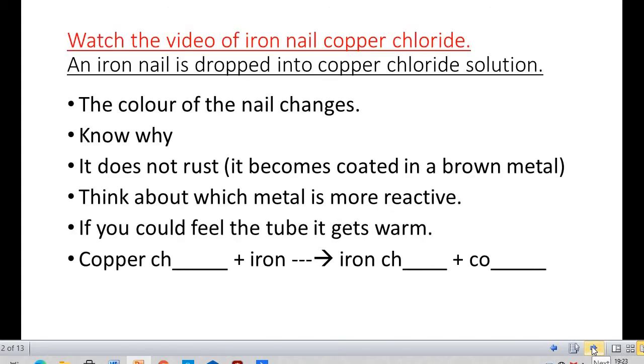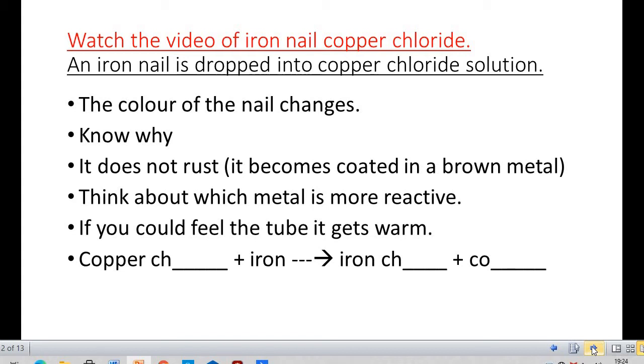So first of all, I want you to watch the video that's in this file as well on Moodle on iron nail and copper chloride. You can see an iron nail dropped into a solution of copper chloride. And you need to think about a few things. The colour of the nail changes. Why does it change? It doesn't rust, but it does become coated in a brown metal. Think about which metal is more reactive out of iron and copper.